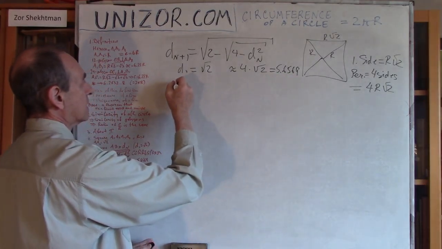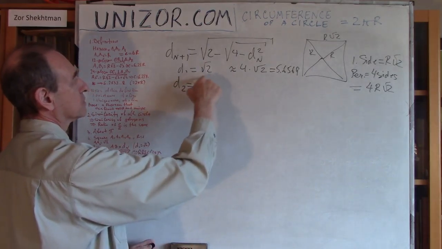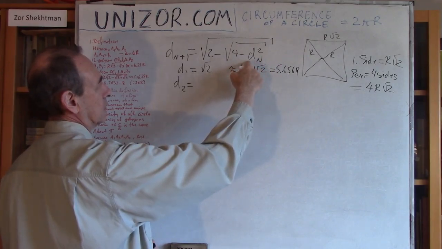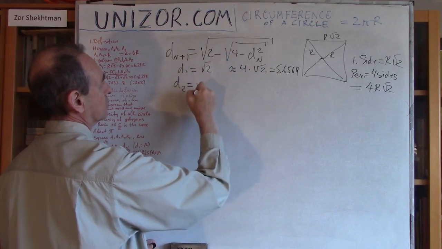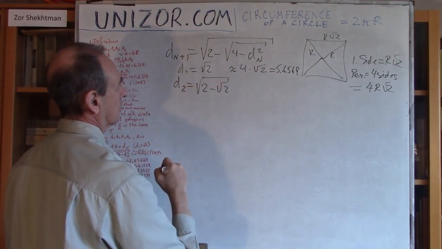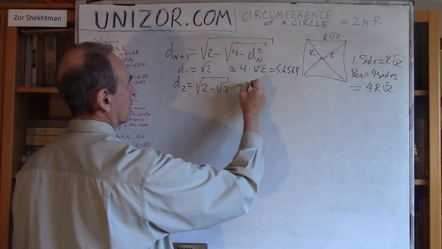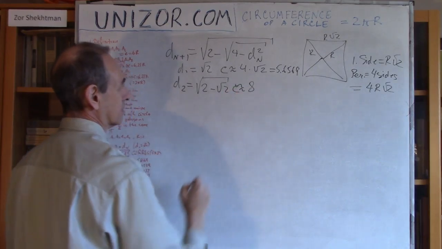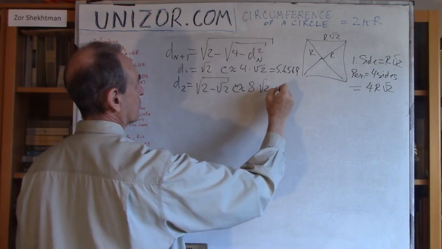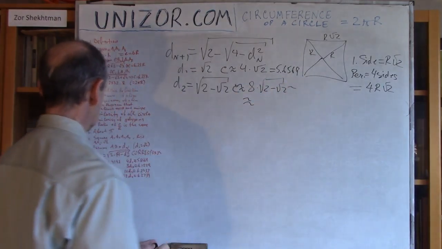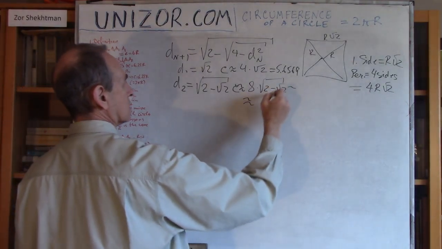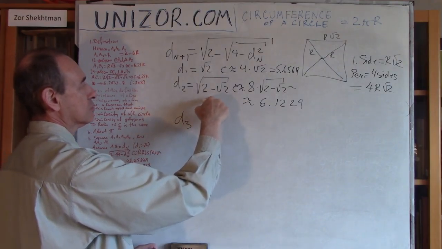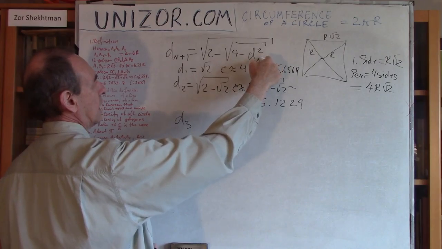Now, next approximation, D2. If I put the square root of 2 here, what should I have? I have 4 minus 2, which is 2. It will be the square root of 2 minus the square root of 2, right? And then you multiply it. The circumference will be approximately the perimeter, 8 sides times this square root of 2 minus square root of 2, which is approximately 6.1229.